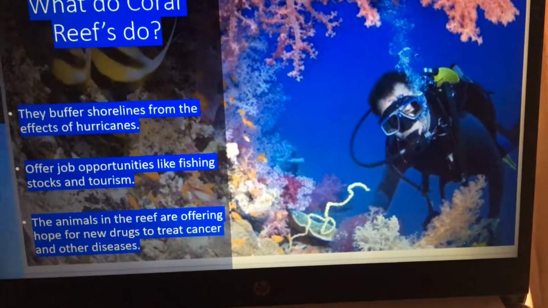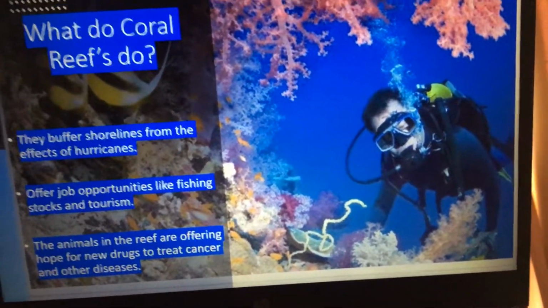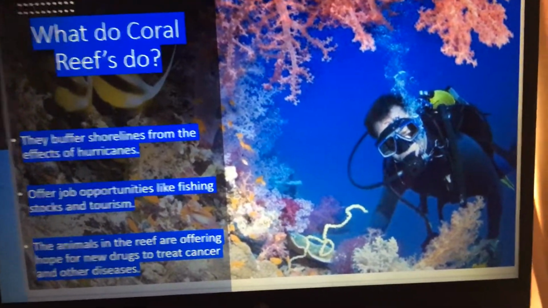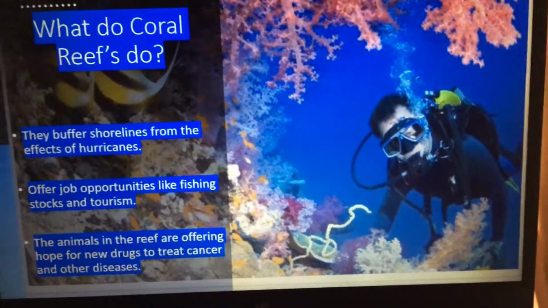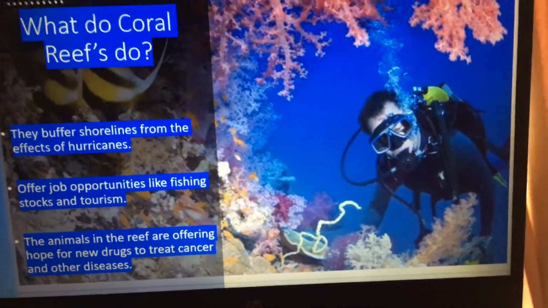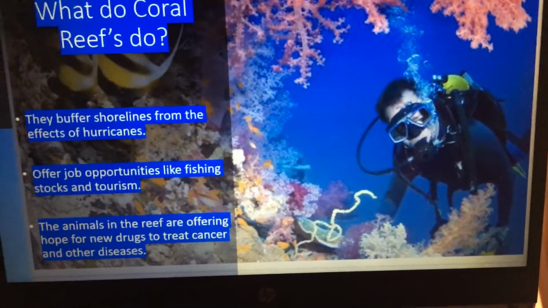Many times when you see people on vacation, they go scuba diving, or you see this in pictures or on movies. People are scuba diving to get a more up close look at coral reefs. The animals in the reef are also offering hope for new drugs to help to treat diseases like cancer.